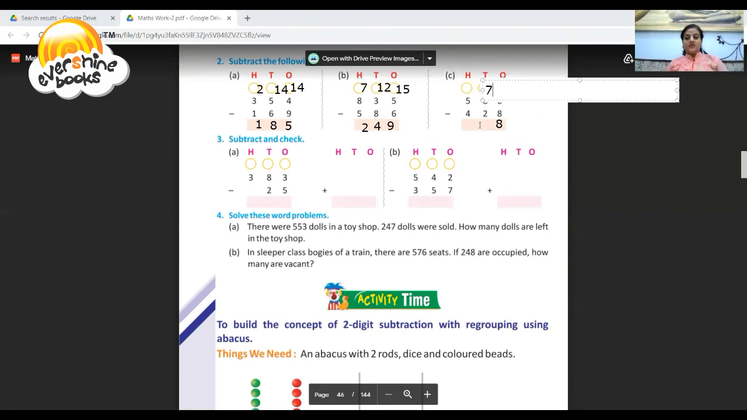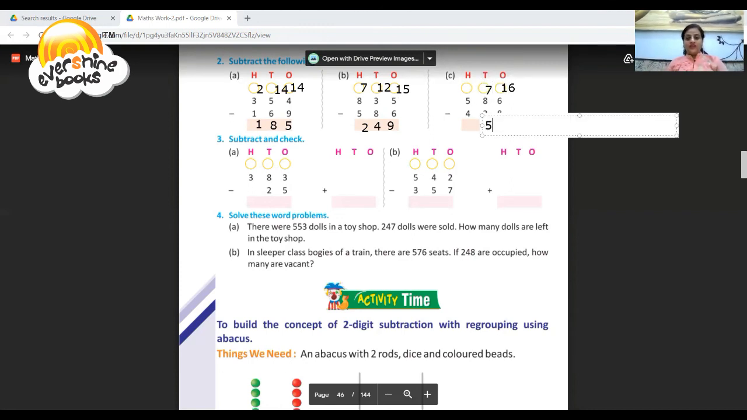7 minus 2 is possible. So we are going to write here 5. And 5 minus 4 is 1. So answer will be 158. Now what we are doing? We are going to subtract and check also.